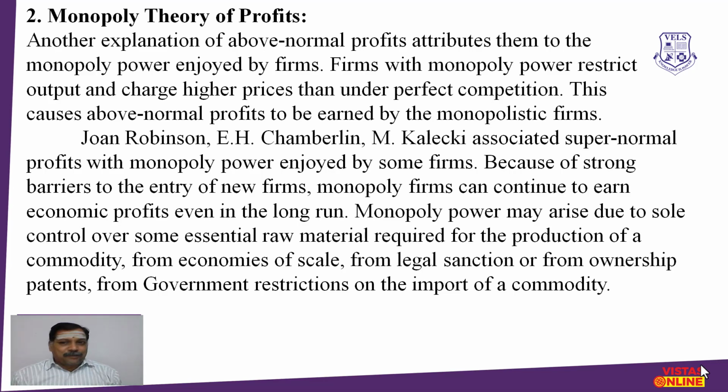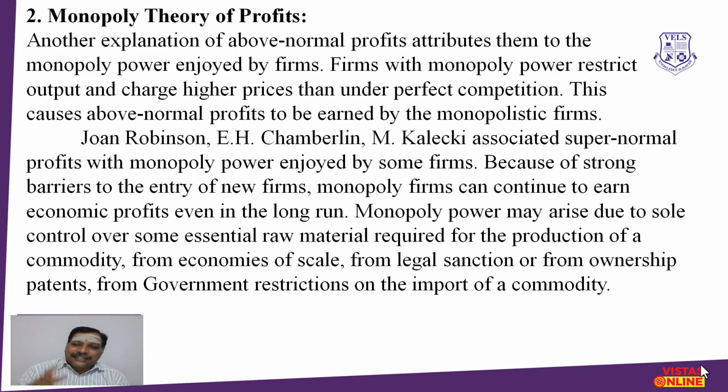A firm with monopoly power restricts the output and charges a higher price than under perfect competition. This causes above-normal profit to be earned in the monopolistic firm. So many economists like Joan Robinson, E.H. Chamberlin and Kaldor say that firms have super-normal profit with the monopoly power enjoyed by some firms because of strong barriers to entry of new firms, because a monopoly will not allow others to enter.